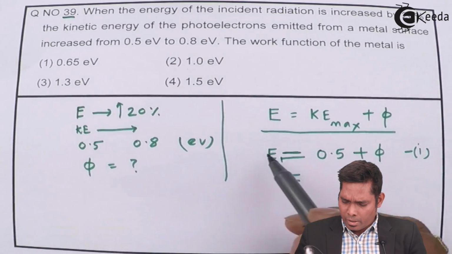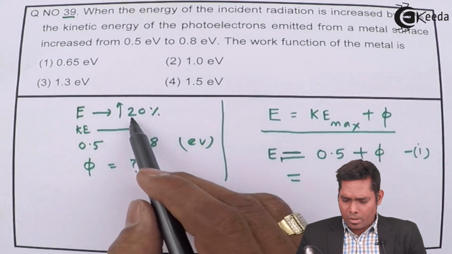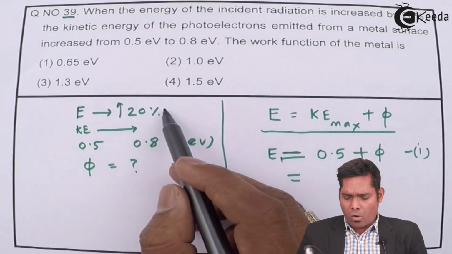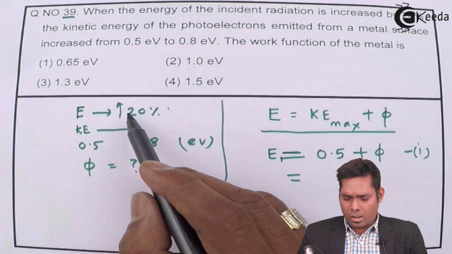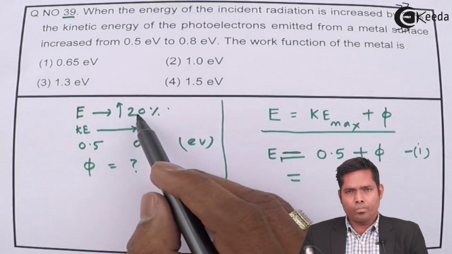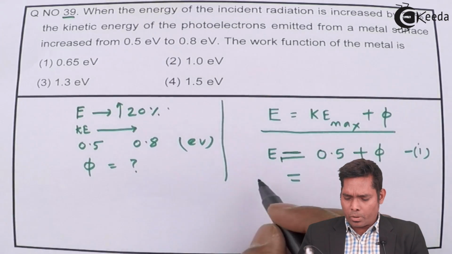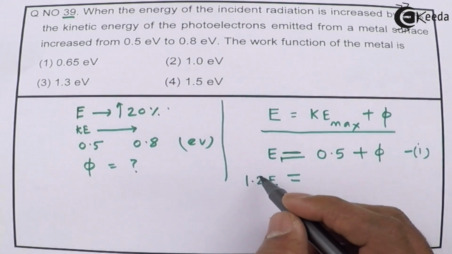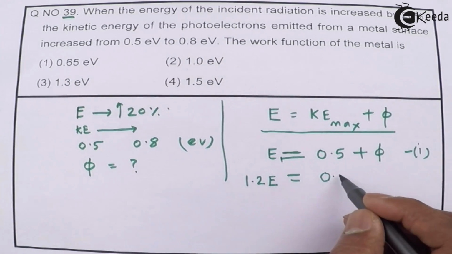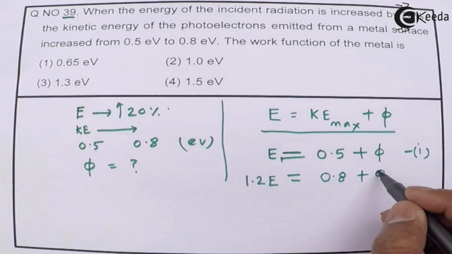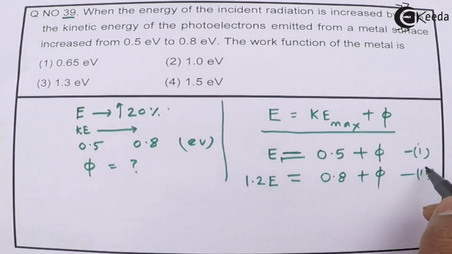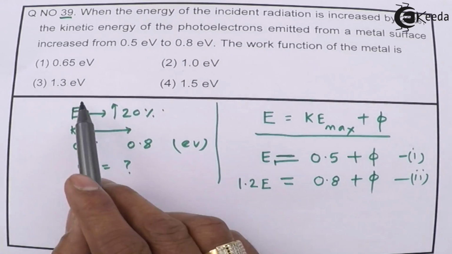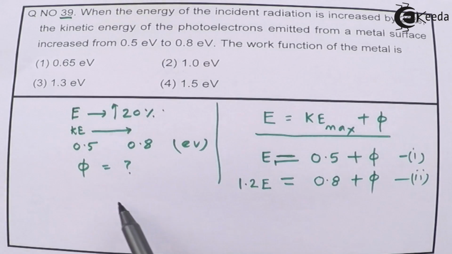this energy that is incident is increased by 20%. So 20% of E, that means 0.2. It increases 0.2, so it will become 1.2 E. When it increases to that, the kinetic energy also increases to 0.8, and this work function remains the same. The work function of the metal doesn't depend on how much energy you are putting in to the metal surface.